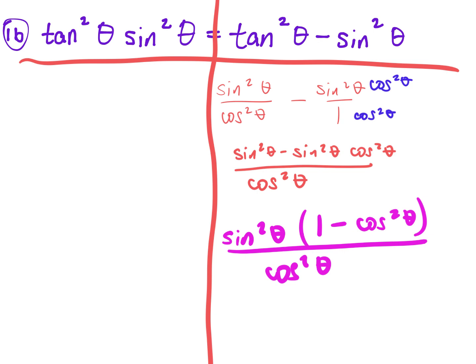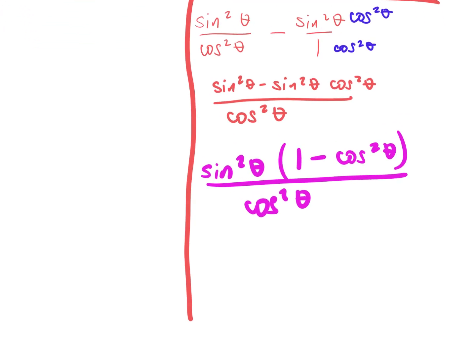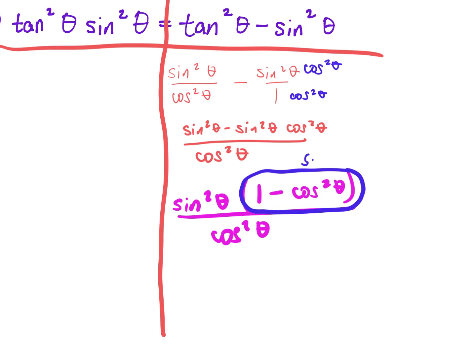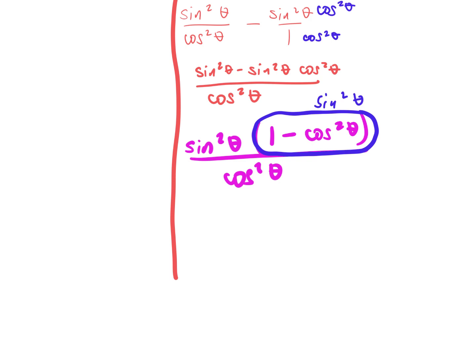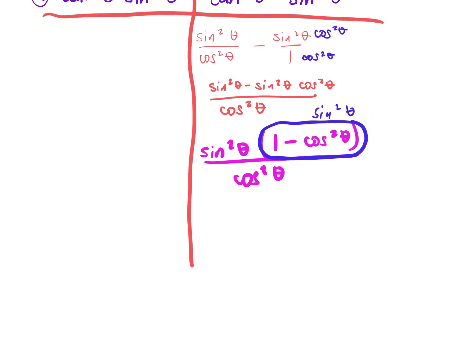Okay, what else can we do? What's 1 minus cosine squared the same as? It's on your identity sheet. What's 1 minus cosine squared the same as? Sine squared, okay. Now, from this point, you could do a lot. You can say this is sine to the 4th over cosine squared. Do you agree? Sine squared times sine squared?